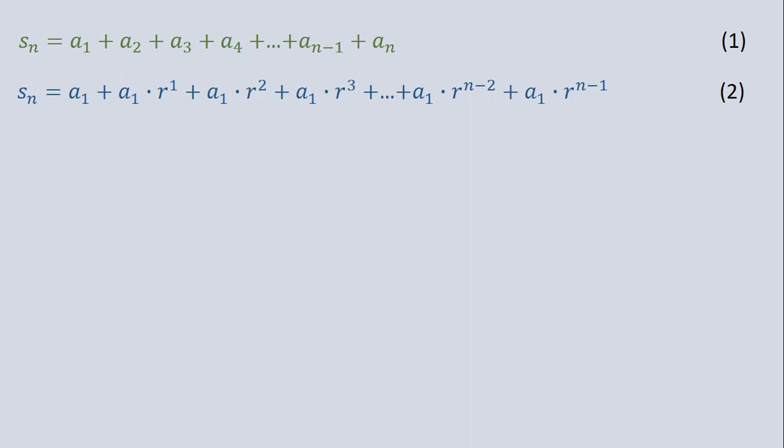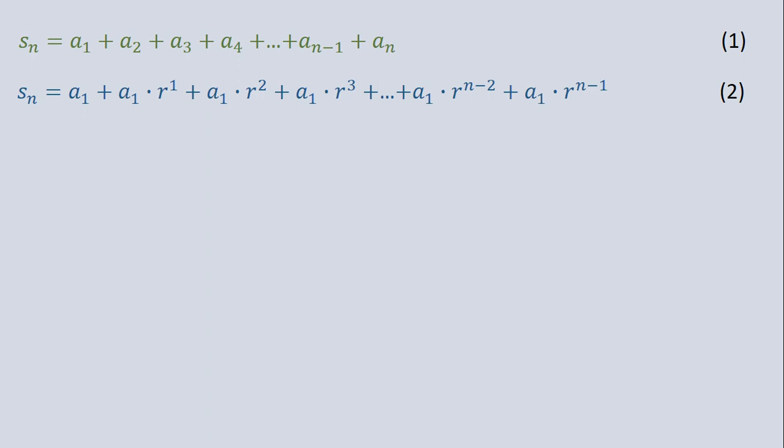If it's a geometric sequence, then a sub 1 would remain a sub 1, but a sub 2 from equation 1 could be replaced with a sub 1 times r to the first in equation 2. A sub 3 could be replaced with a sub 1 times r squared, and on down the line until eventually the last term in equation 1, a sub n, would become a sub 1 times r to the n minus 1 as the last term in equation 2.